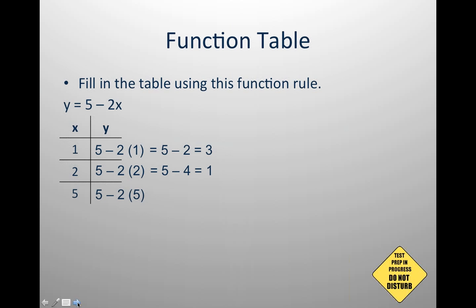We'll do the same thing for 2. When x is 2, we put in that value for x, and 2 times 2 is 4, and then 5 minus 4 is 1. And then we do the same thing for 5. When x is 5, we substitute the x for the 5. We do the math. 2 times 5 is 10, and then 5 minus 10 is negative 5. So our values for x and y in our first order pair are 1 and 3. Second order pair is 2 and 1, and then our third order pair is 5 and negative 5.